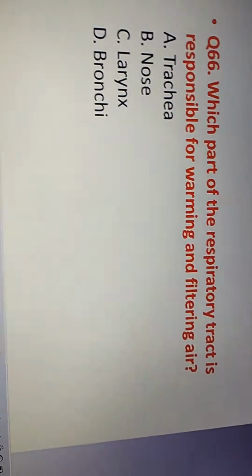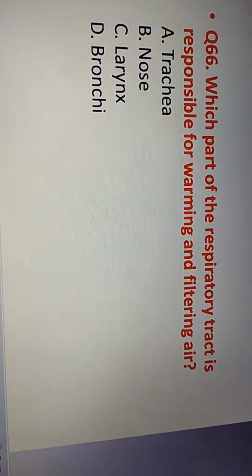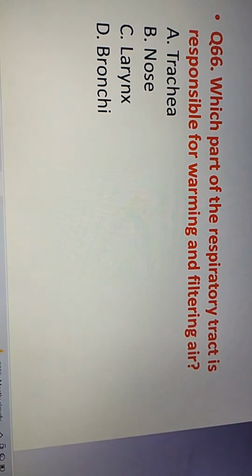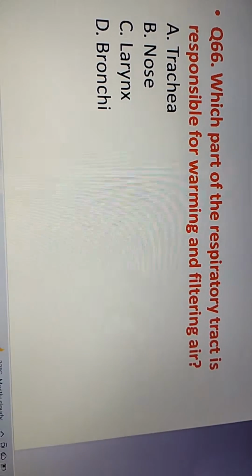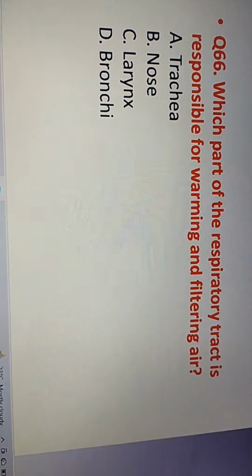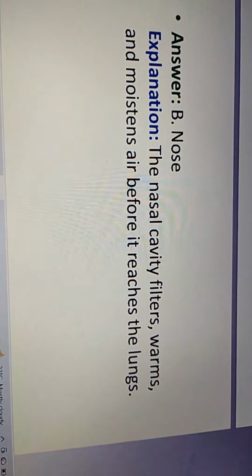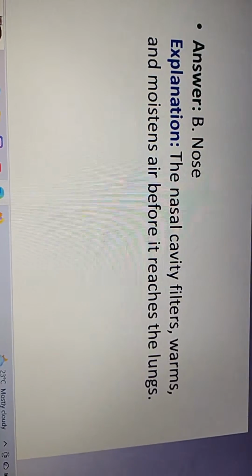The next question. Which part of the respiratory tract is responsible for warming and filtering air? Option A, trachea. Option B, nose. Option C, larynx. Option D, bronchi. The correct answer is option B, nose. The nasal cavity filters air and adds warmth and moisture to it before it reaches the lungs.